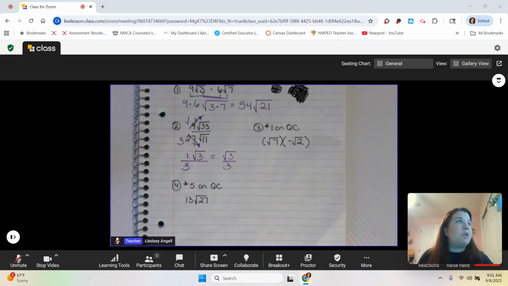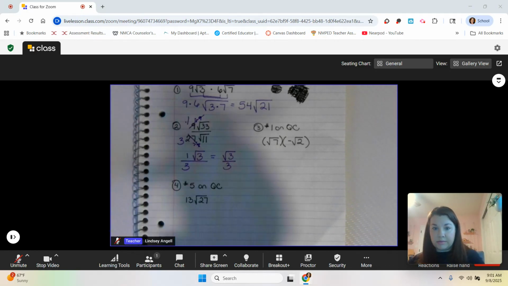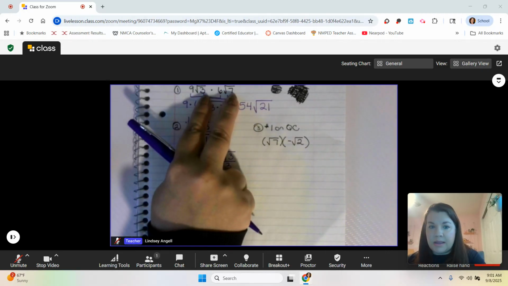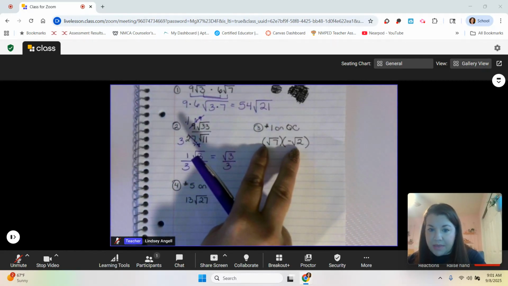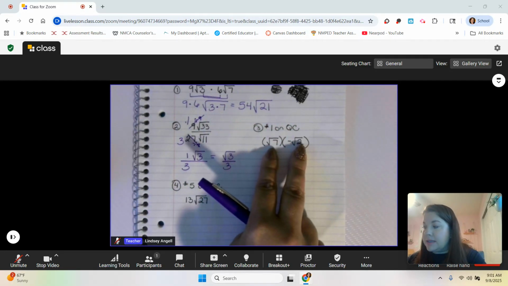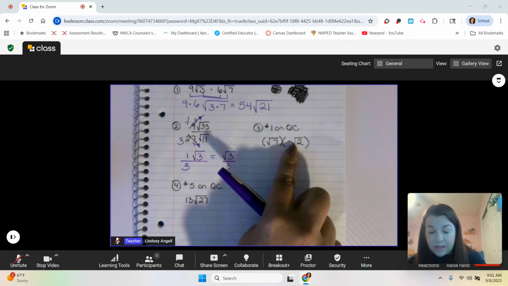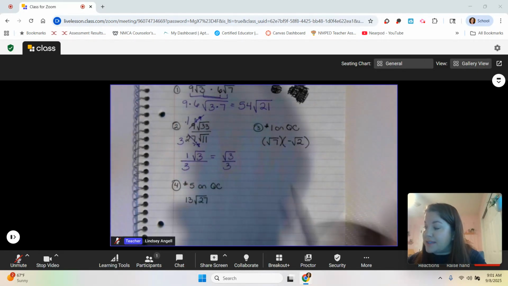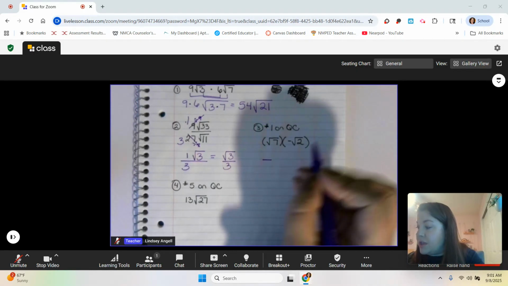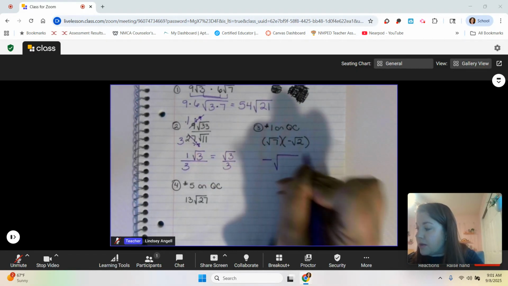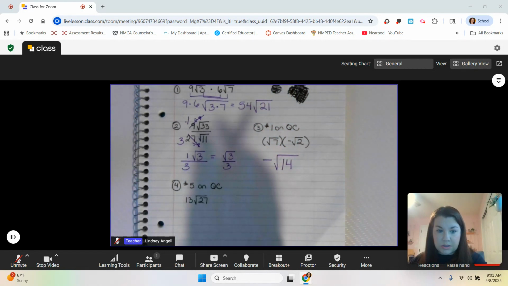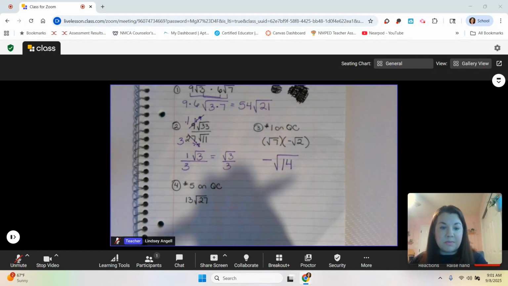The next one is from your quick check, and this is number 1 on your quick check. I chose this one because it's kind of like the first one in that we're just going to multiply them together, but it's a positive times a negative. And if you remember back from 7th grade or working with integers, a positive times a negative is a negative. So this would be negative square root, and then 7 times 2 is 14. So you just got to be careful with those negatives as well. All right?